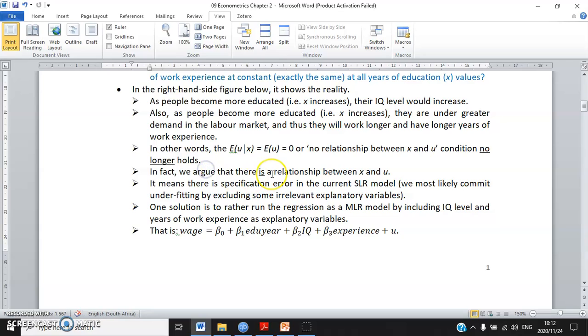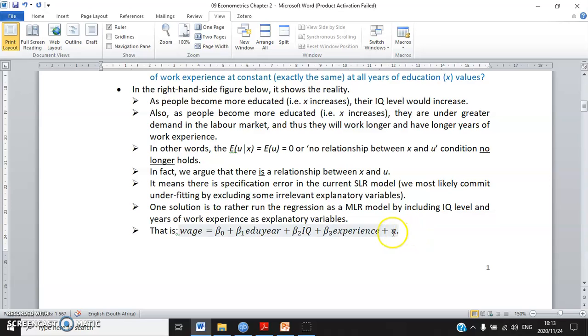In fact, we argue there is a relationship between X and U. It means there is specification error in the current SLR. We most likely commit underfitting. So one solution is we rather have to run it as a multiple linear regression model or multivariate regression by including IQ and years of work experience as explanatory variables. So that should be the more ideal solution.